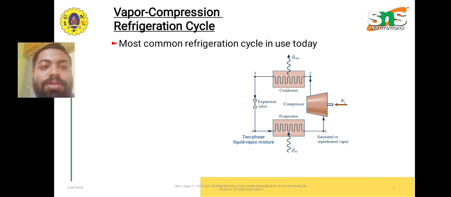In this diagram, you can see a condenser. It consists of four components: condenser, compressor, evaporator, and an expansion device. In this, as you can see, the heat goes in through the evaporator and it goes out through the condenser.